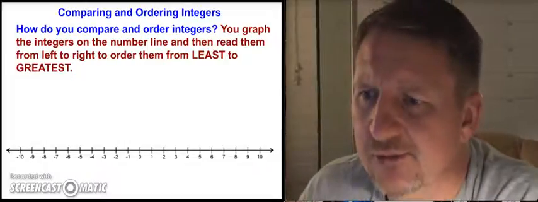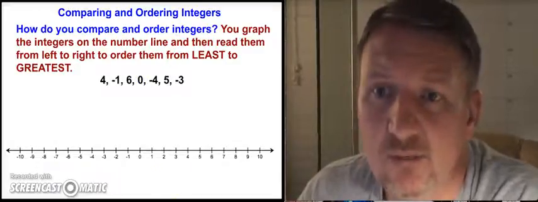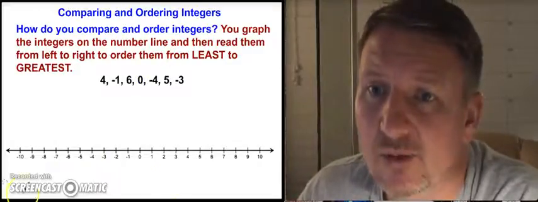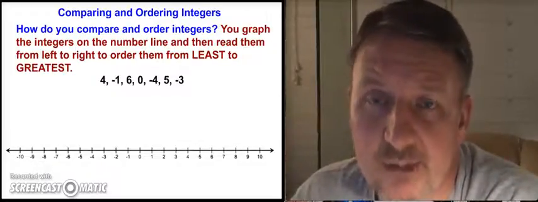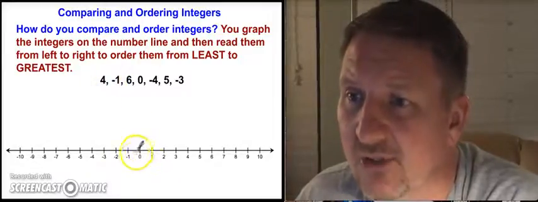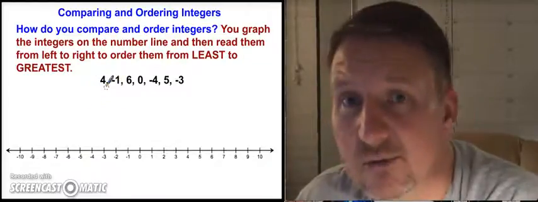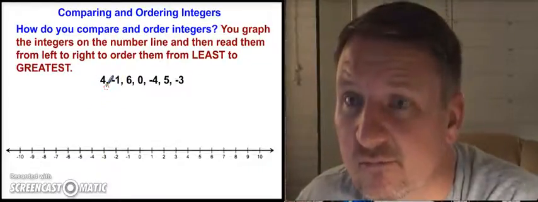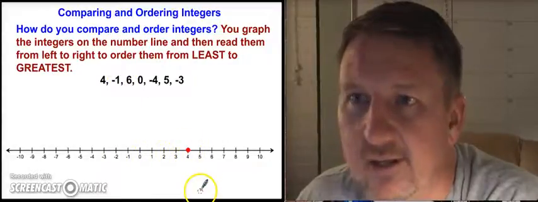Okay, so here's our first example. Now I'm going to put some integers up here, and these are in no particular order. And I'm going to graph them on the number line, and then we're going to compare them and make sure they're in order. The first number I want to graph is 4. So I go to my number line, I look at 0, which is right here, and I know because 4 is positive, it's going to go to the right of 0 on the number line. So 4 is right there.